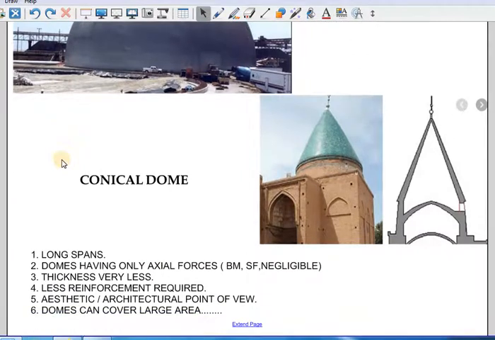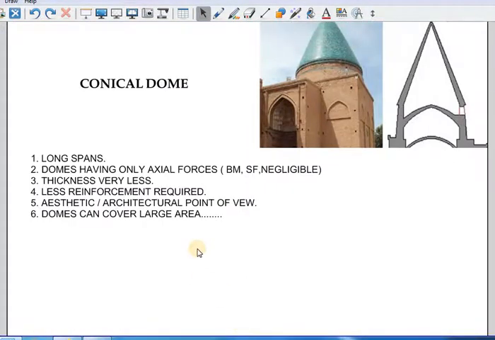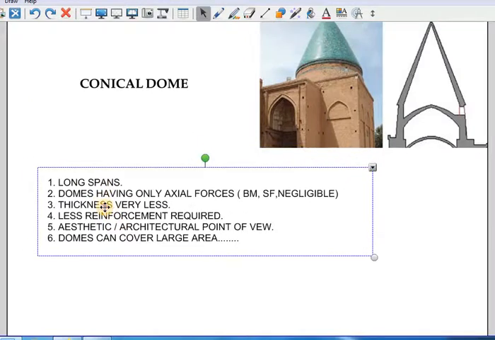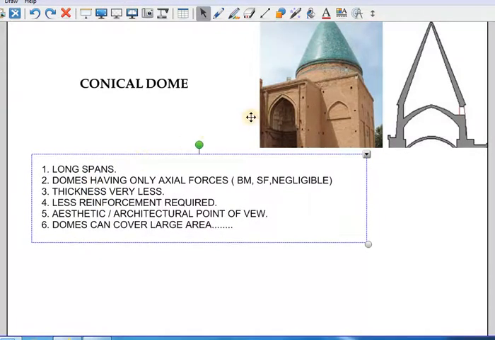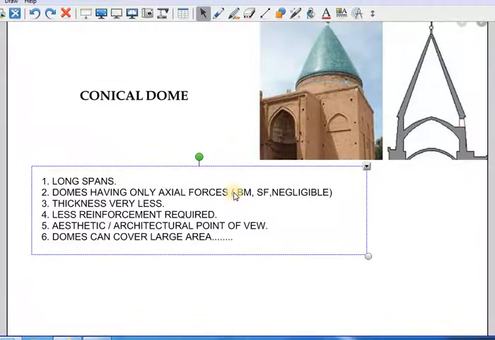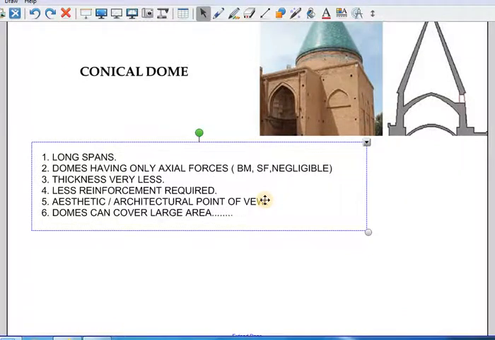So the main advantage is why these domes are attracting the structural engineers. The main thing is it can cover long spans, because a normal RCC beam has a limitation unless it is pre-stressed concrete. Whereas long spans are possible with domes, and domes have only axial forces, mainly compression and tension, and the bending moment and shear force are very negligible, especially in the case of domes. So that is a structural advantage for us.